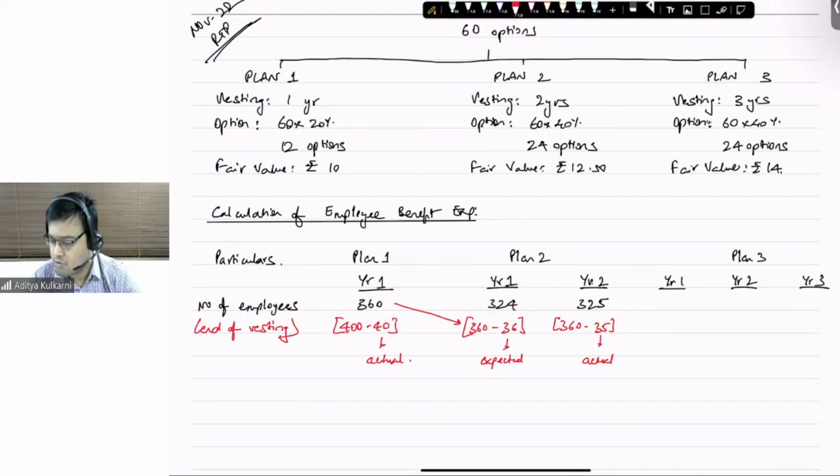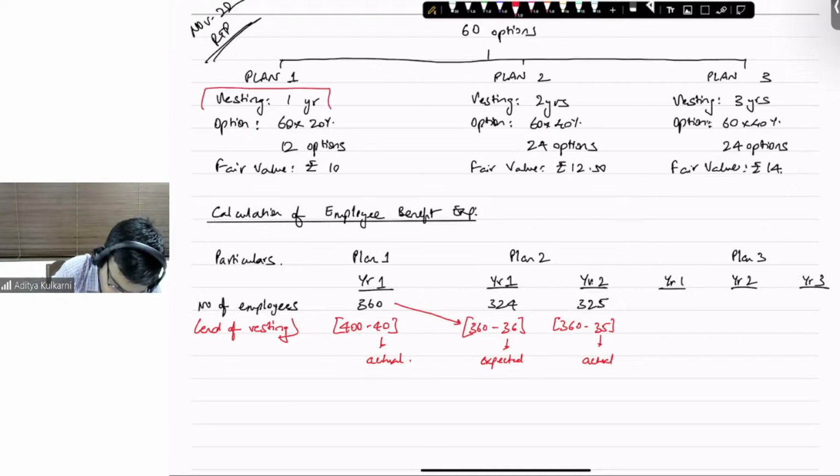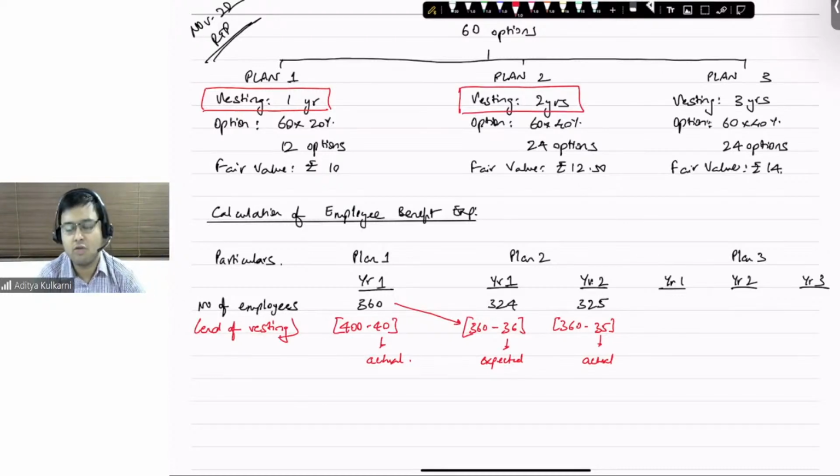Have you understood so far? Plan 1 and plan 2 are different in the sense that plan 1, the vesting period is 1 year. Plan 2, the vesting period is 2 years. So both are different in that sense. Okay, have you guys understood plan 2 correctly? Anybody has any doubts in plan 2?